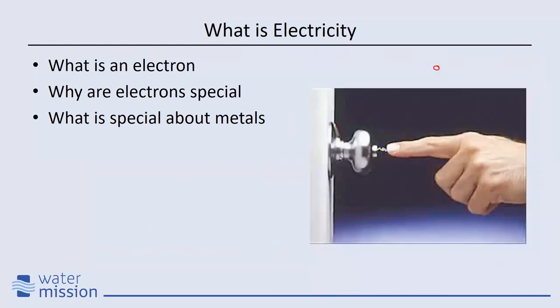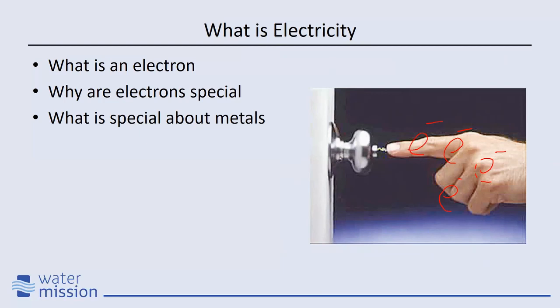Another image that might be familiar to northerners is a spark leaping from your finger to a doorknob, light switch, maybe your dog's nose, unfortunately. That is happening because we've developed a concentration of electrons on your finger, and those electrons are exhibiting a force, a pressure on each other.